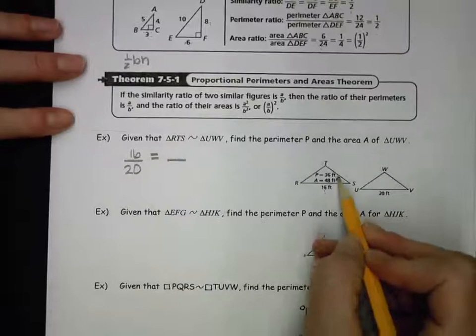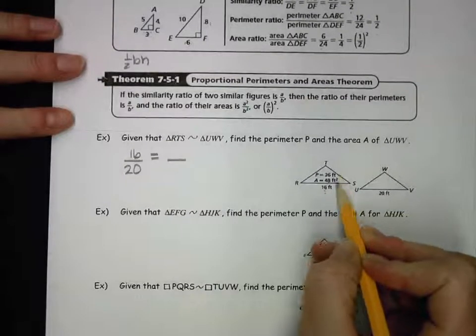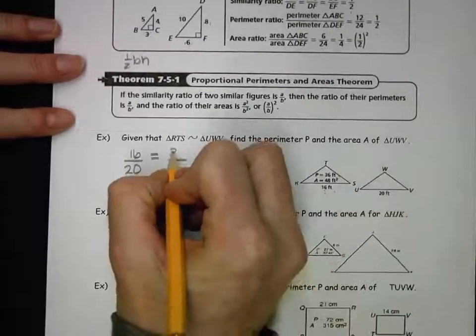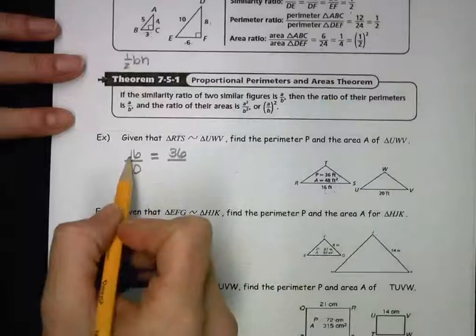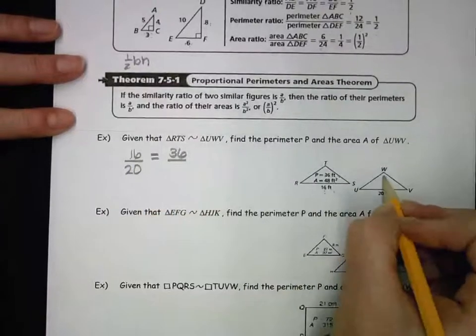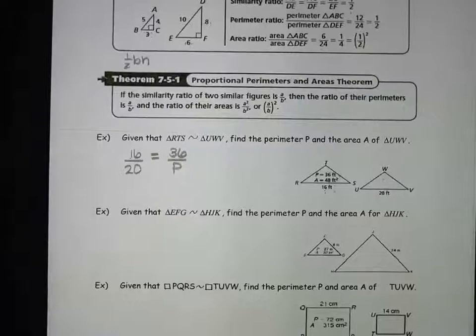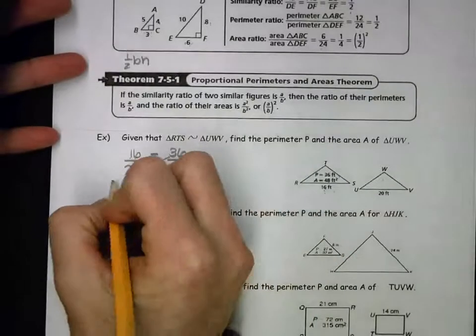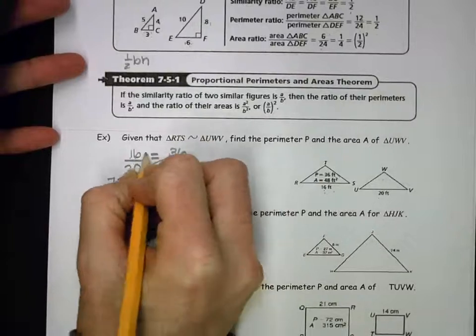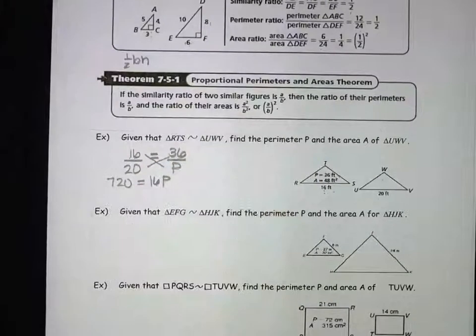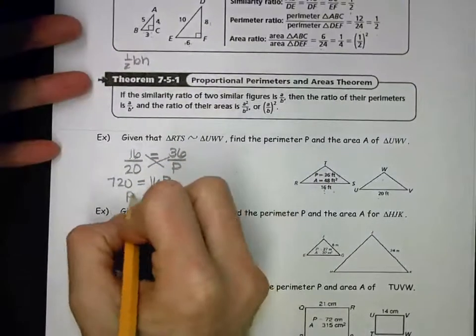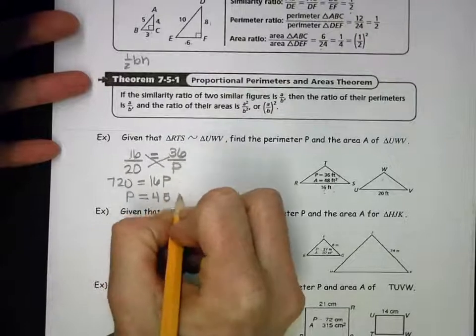Because the perimeter is given in the triangle that is 16, we are going to put 36 on top here because it matches the 16 triangle, and we're going to try and find the perimeter here and call it P. Because the perimeter ratio and the similarity ratio is the same, we do not have to do anything with this 16 over 20. If you then cross multiply, and you go 20 times 36, you get 720. That equals 16P. If you take 720 and divide it by 16, your new perimeter will be 45 feet.